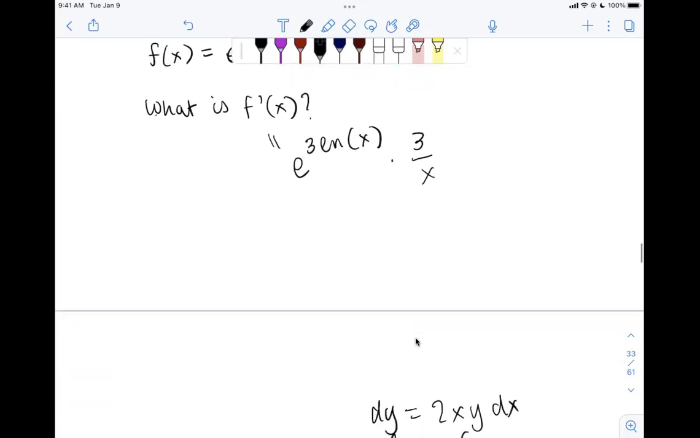And let's do one practice integration problem as well. So let's say, what is the integral from 0 to 1 of e to the x plus 2x cubed dx?